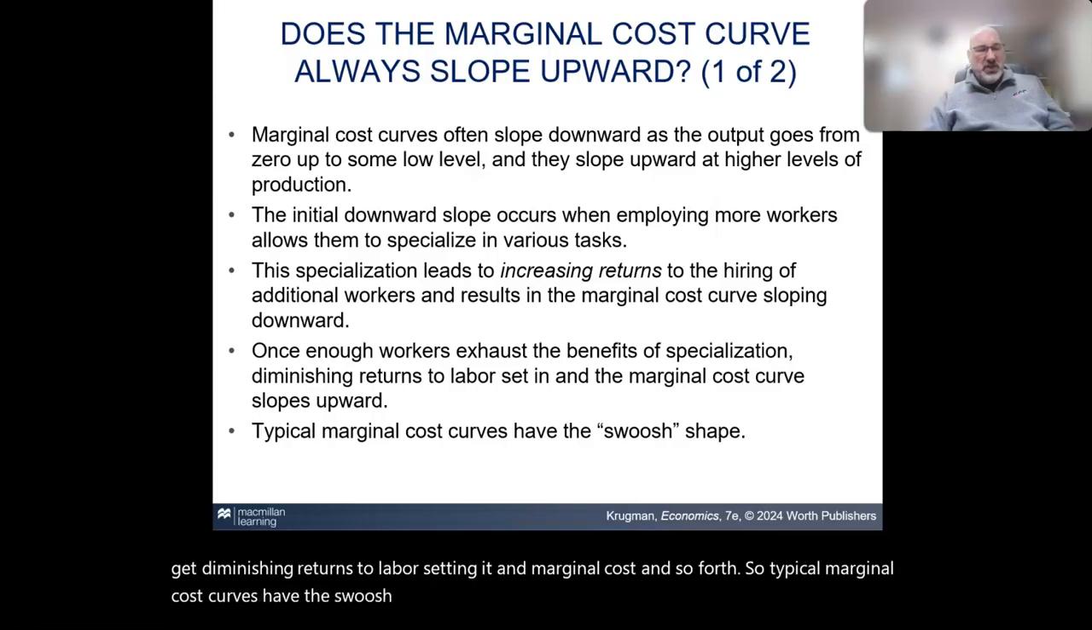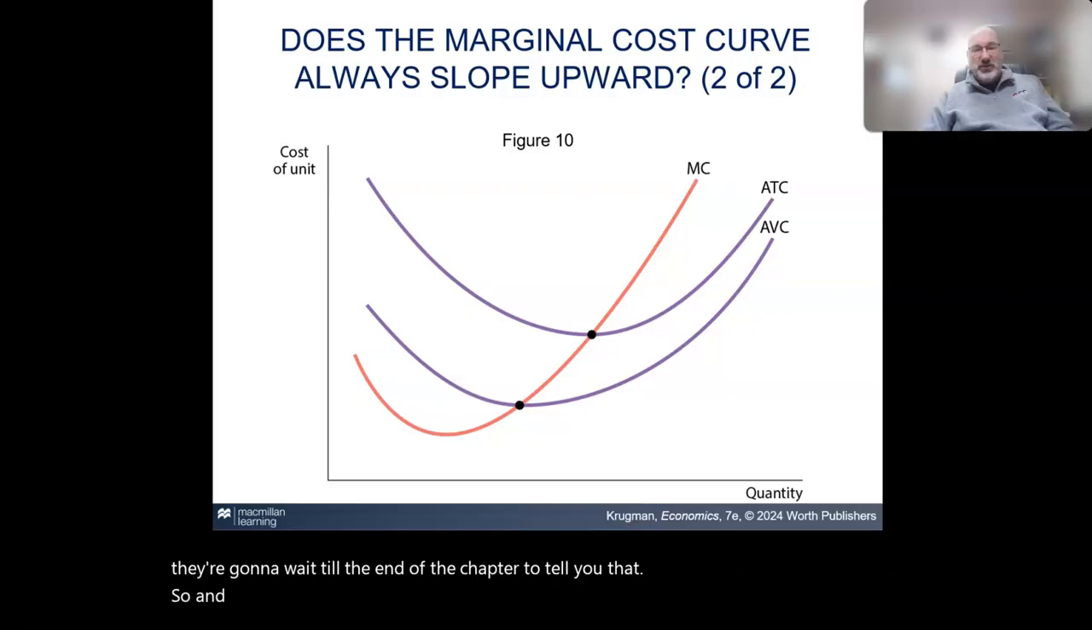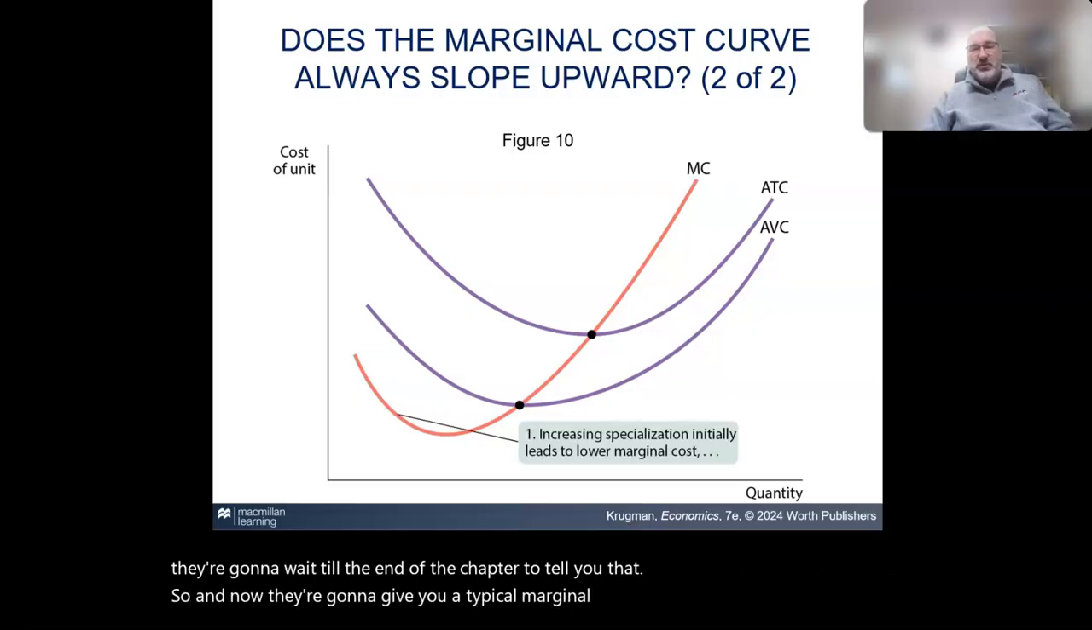Yet for most of this chapter, they have not done that. They're going to wait till the end of the chapter to tell you that. And now they're going to give you a typical marginal cost curve, and it's going to slope through both of those.